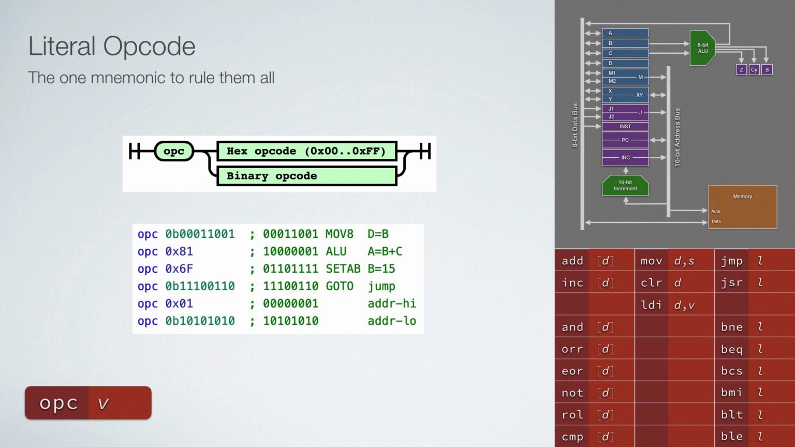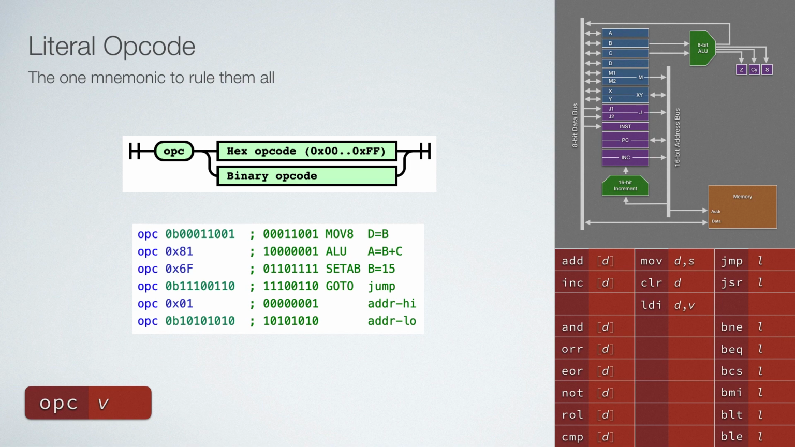Now these are probably quite kooky examples, because if you want to move a value from B into D, you'd do it using the mov instruction. You wouldn't do it this way, but this just shows that you actually can. The second one there is an example of doing an ALU operation. So we're doing an add, adding B and C together and putting it into A, but here we've chosen to represent this in hex. Following that, we've got a set AB instruction and then a version of goto.